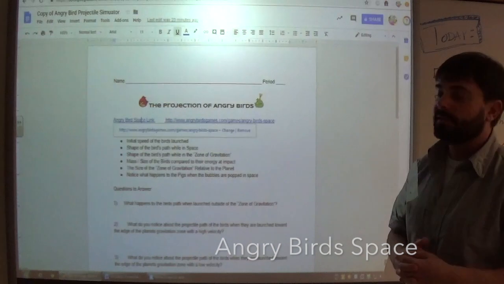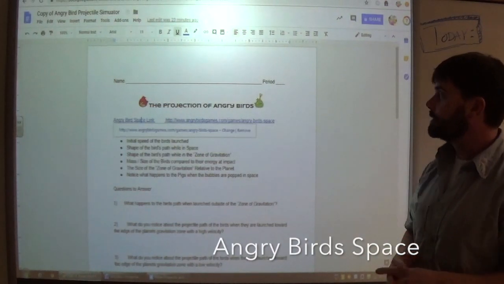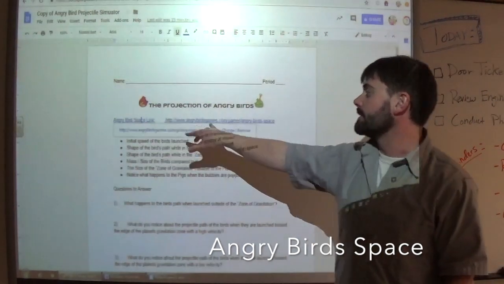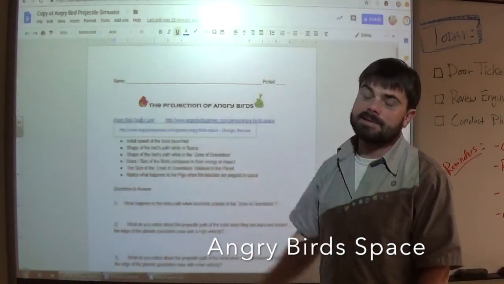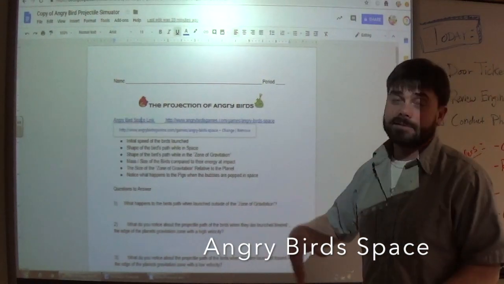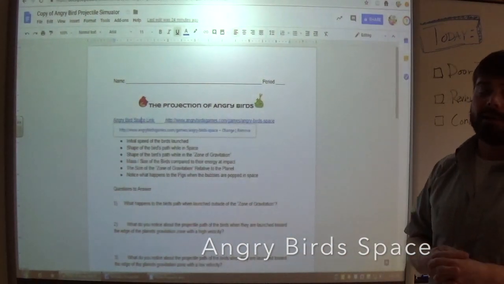So when you go to start the Angry Birds projection assignment, if you open up the document and make a copy, you will find that there are two different links here. One is a copy and paste, and the other one actually has the hyperlink that you can go to Angry Birds Space. The whole idea here is just for you to explore a little bit about how projectiles work.